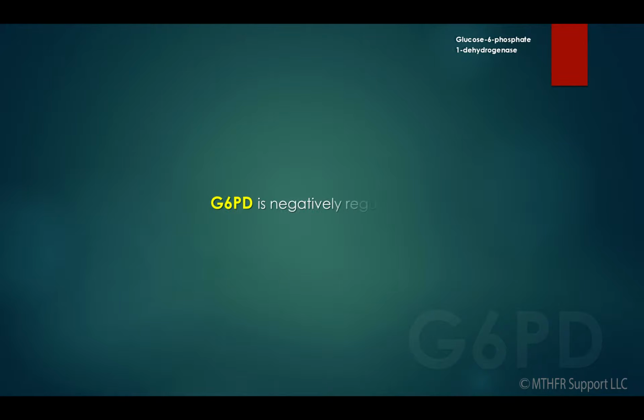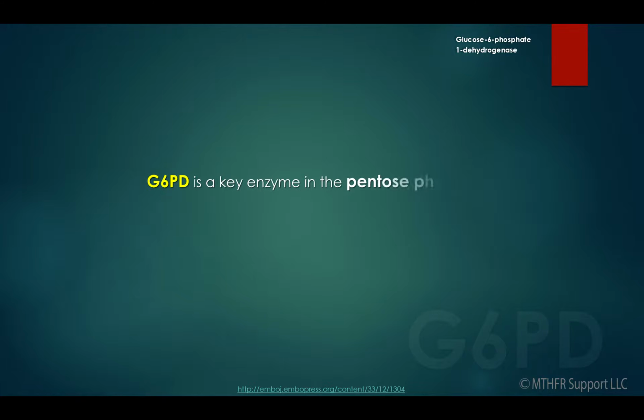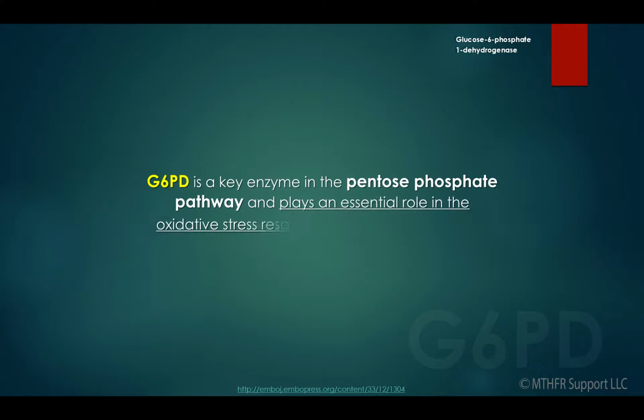G6PD is negatively regulated by acetylation on lysine. G6PD is a key enzyme in the pentose phosphate pathway and plays an essential role in the oxidative stress response by producing NADPH.